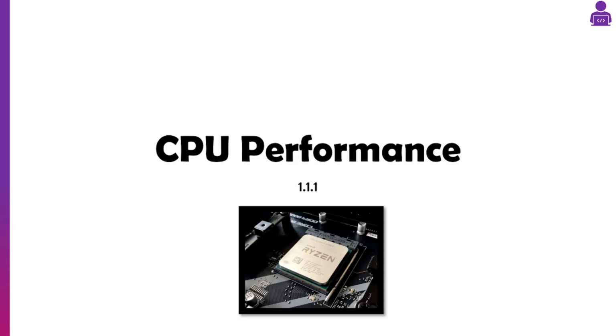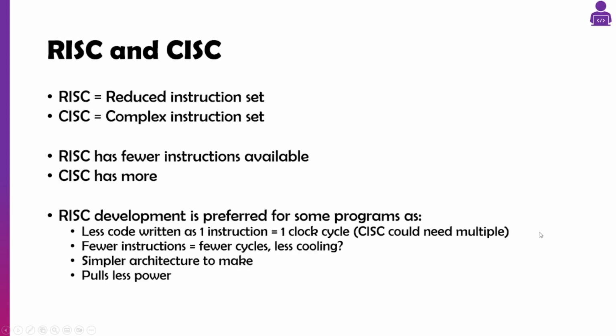In this video, we're going to take a look at CPU performance. So first things first, we've got two types of instruction sets that a CPU can have. A RISC processor is a reduced instruction set computer. A CISC is a complex instruction set computer. RISC, obviously being reduced, has fewer instructions. A complex one has more.